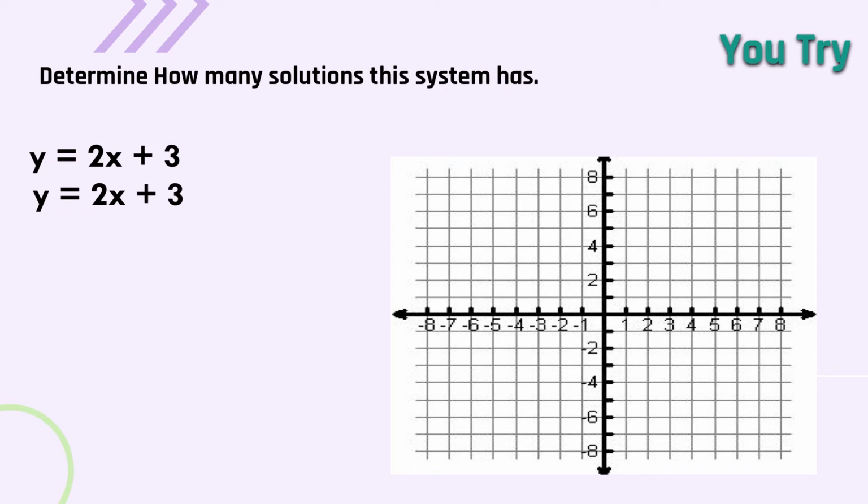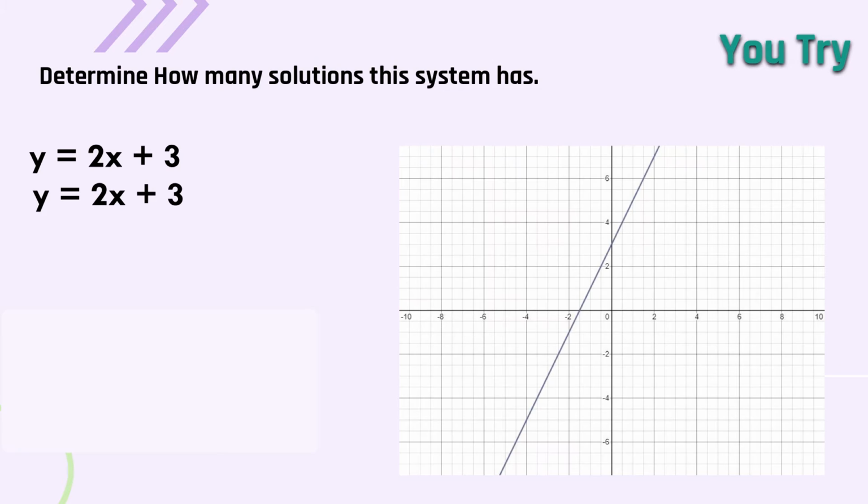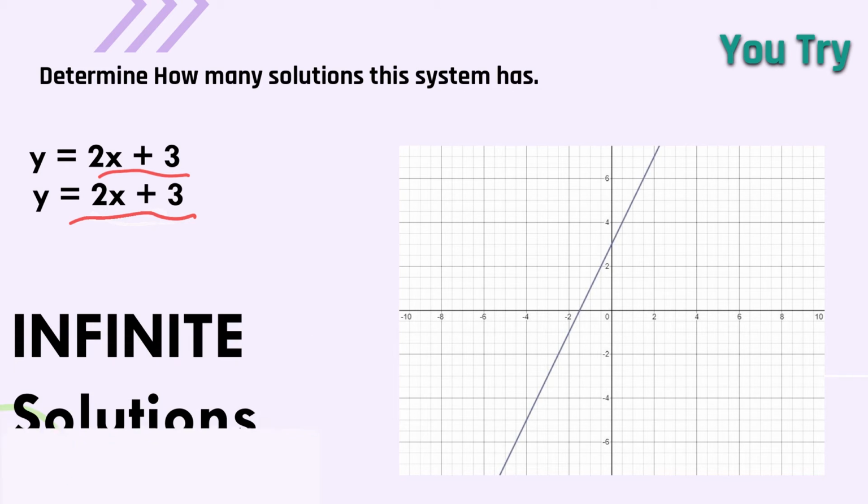So you try. Determine how many solutions the system has. If you look at the graph to the right, it's one line, which means only one thing. And if we look at the equations of the lines, we have 2x plus 3 and 2x plus 3. They're the exact same line, which means these have infinite solutions.